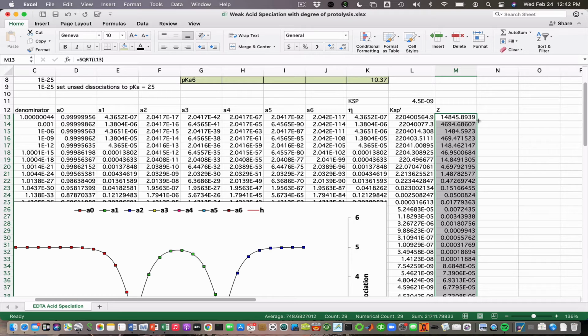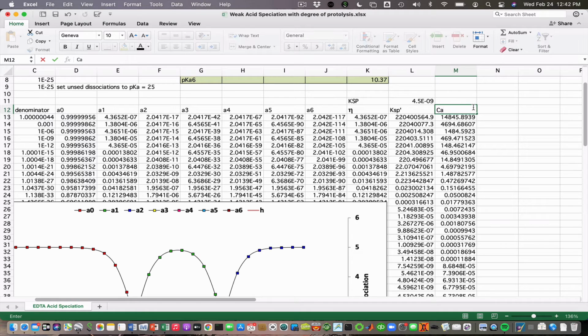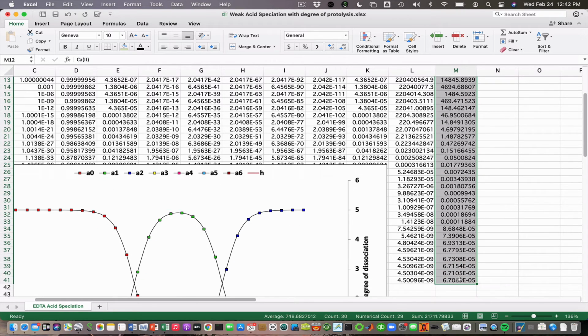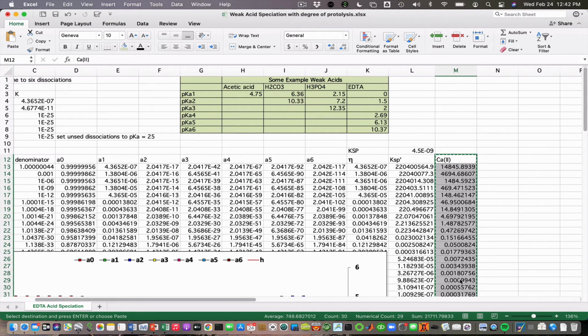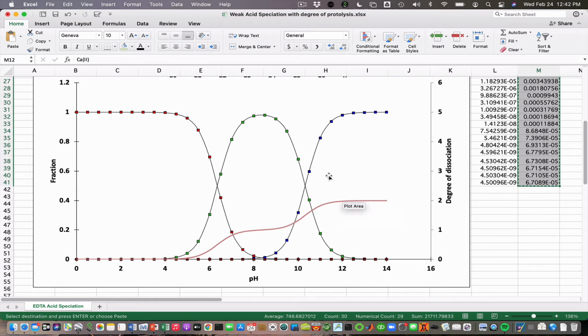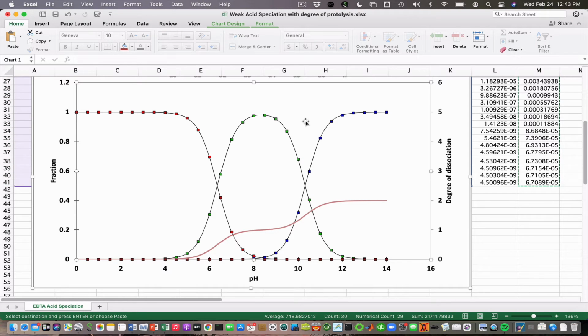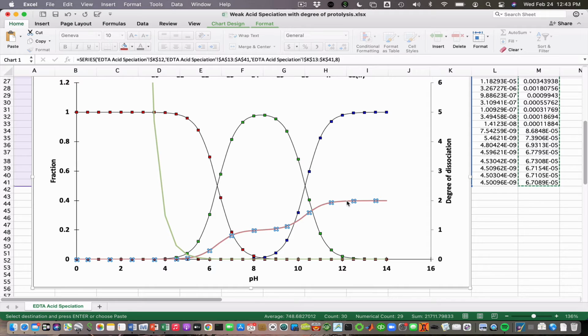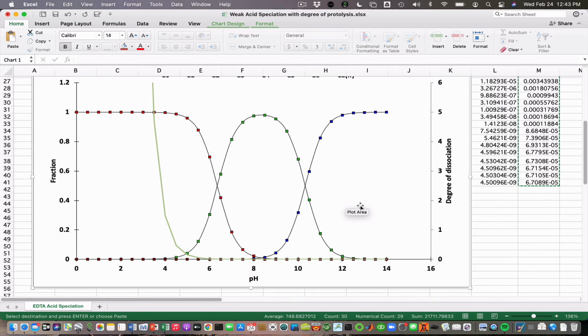And so now let's plot it. So let's call this calcium 2, and I'll highlight it. And I'll do Apple C to copy it. There's no chemistry here. This is just Excel eye candy. I click on the graph I want to put it on, and I do paste, Command V, and it's on there. And then I'm going to lose this degree of proteolysis line. And there it is.